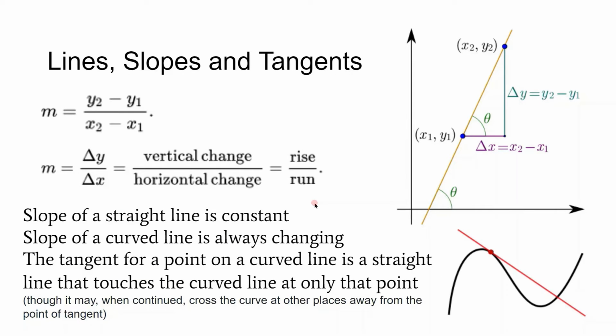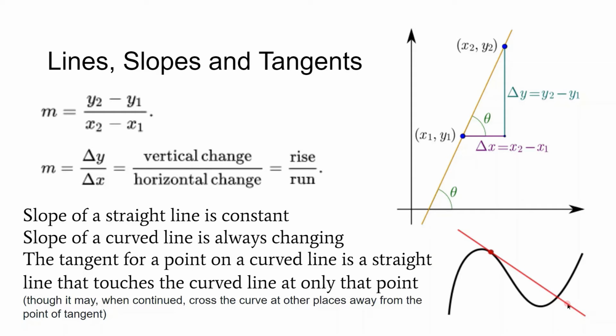Quick refresher on slopes and tangents. For a straight line, the slope can be calculated by picking any 2 points along the straight line, then dividing the vertical change between the 2 points by the horizontal change between the 2 points. The slope of a straight line is always constant, but for a curved line, the slope is always changing, and you can get the slope for any point on a curved line by calculating the slope of the tangent at that point.